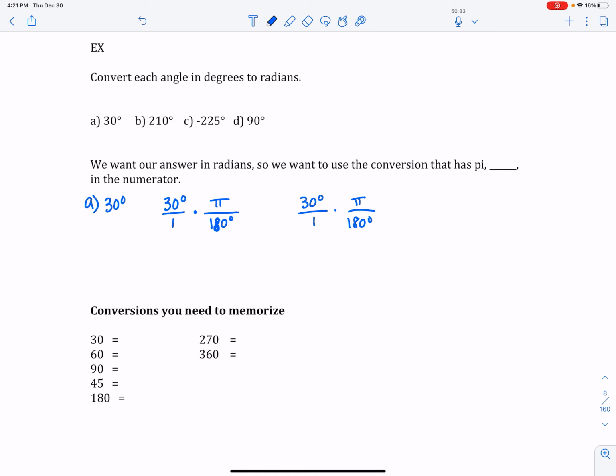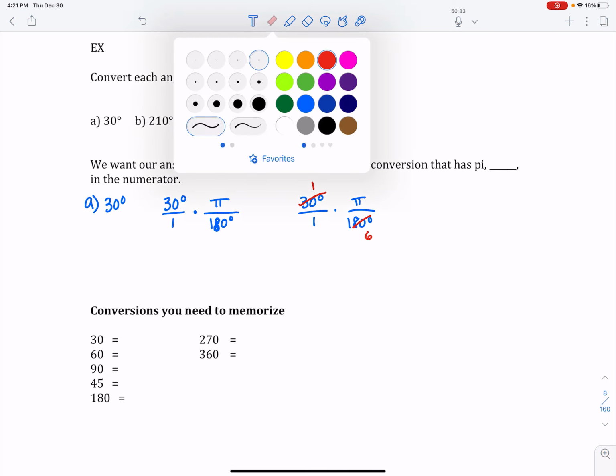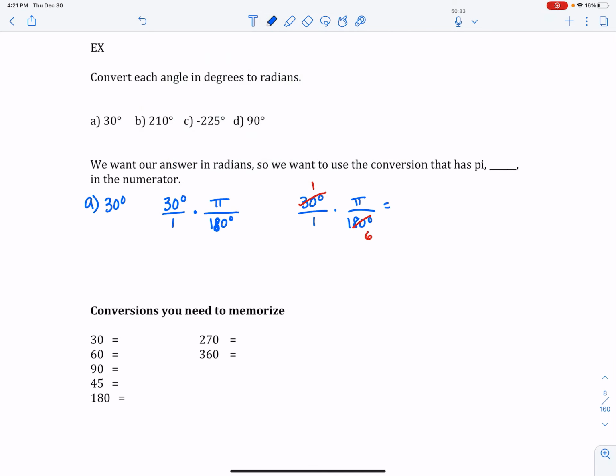Okay, so I know that 30 goes into 180 6 times. So I'm going to reduce this down, so 1 over 6. So I get 1 times pi, which is pi, and 1 times 6, which is 6. So 30 degrees is equivalent to pi over 6. By the way, this is something that you will want to memorize. Okay? So let's look at B.